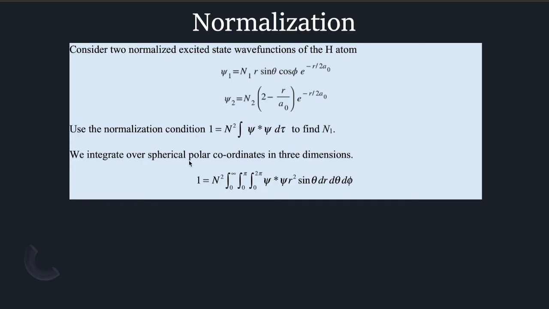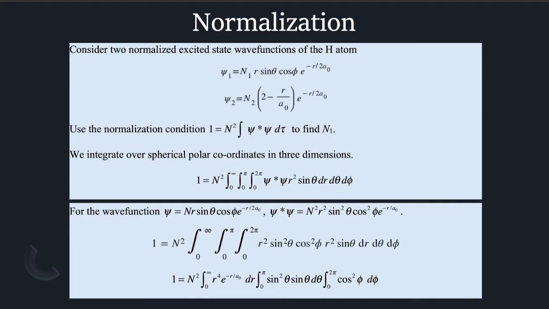We're going to integrate over spherical polar coordinates in 3 dimensions to find the value of the normalization constant for psi1. Our wave function is a real function. If it's a real function, then the complex conjugate is the same as the wave function, so finding the absolute square, we just have to square the wave function. Now we substitute that in and obtain our triple integral by multiplying by the appropriate Jacobian, which allows us to factor this into a product of 3 integrals.